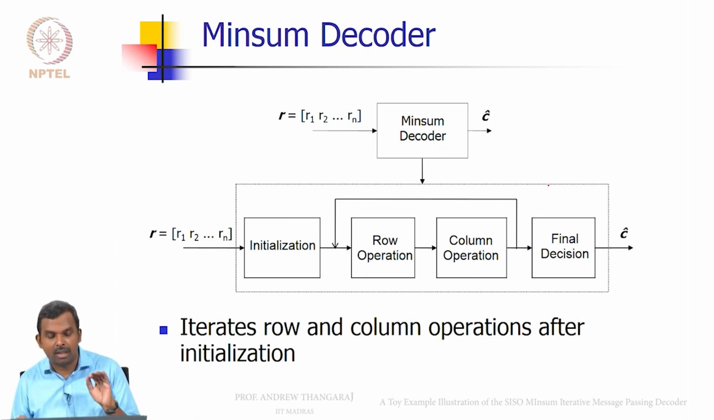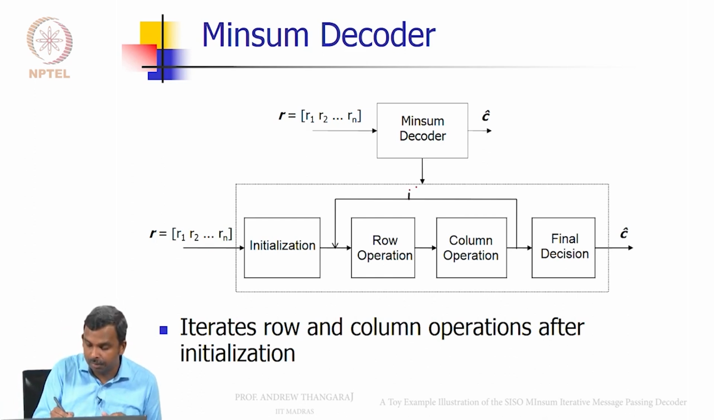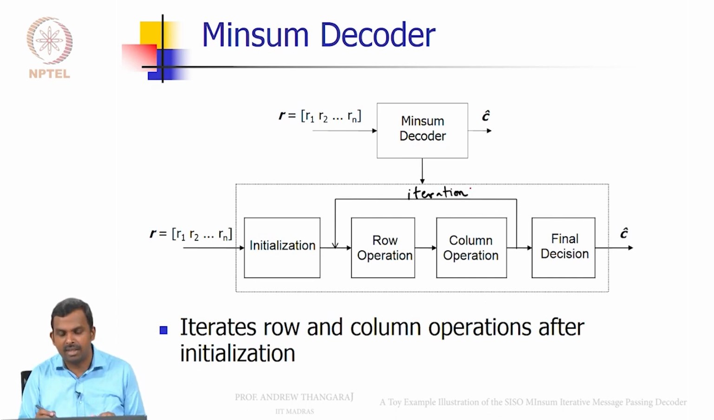You have the received vector R1 to Rn entering your min-sum decoder, and you will put out an estimate for the codeword, C cap. Now, R enters this, there is an initialization which may involve some quantization, whatever you may use, or it might go into the parity check matrix in some way, or the Tanner graph in some way, and then you have a row operation, column operation and then iteration. So, this is the iteration step.